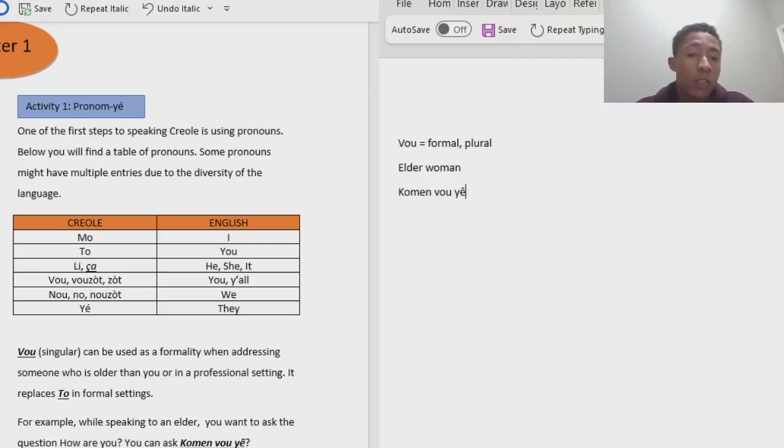Now, in order to avoid said ambiguity, you might hear some folks, especially newer speakers, say "Comment zot ye?" "Comment zot ye?" which could be "How are y'all?"